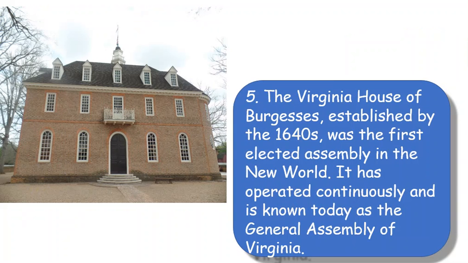The other thing we want to know is that at Jamestown was established the Virginia House of Burgesses. This was the government of the colony, established by the 1640s, originally at Jamestown, later on it was moved to Williamsburg. It was the first elected assembly in the New World. It was the first time people voted for their representatives. And Virginia's claim to fame in terms of colonial government is that it has operated continuously, meaning since the beginning in the 1640s and still today.